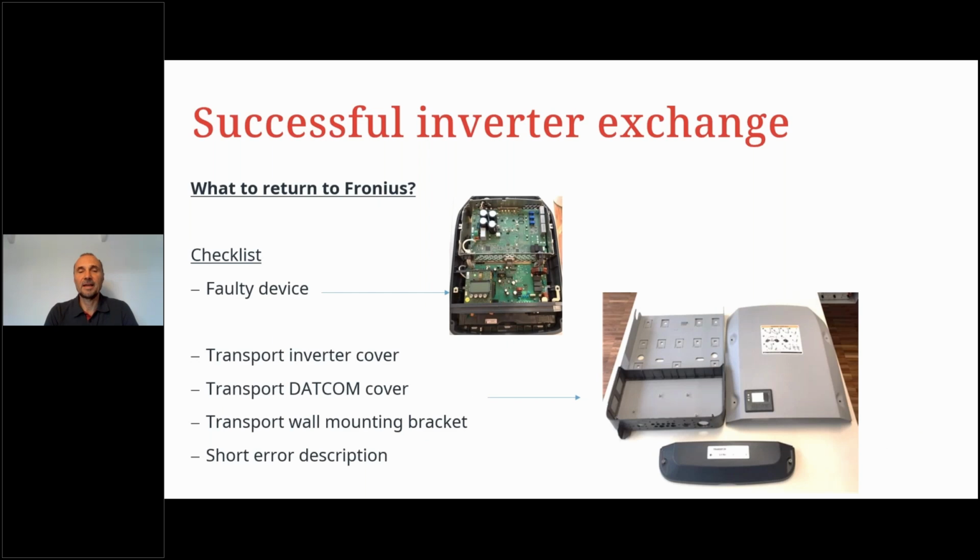What you will then finally return to Fronius is the faulty device and as well the transport covers, which you got when you ordered the inverter. So the wall mounting bracket, the front cover, and the transport part. Also, please include a short error description, because with that we know what's going on. What was the problem with this inverter? So you return this to Fronius, and then everything will be finalized.